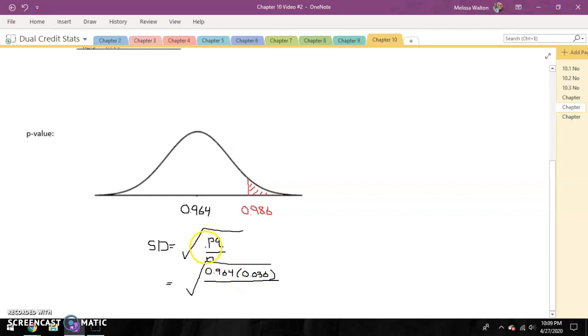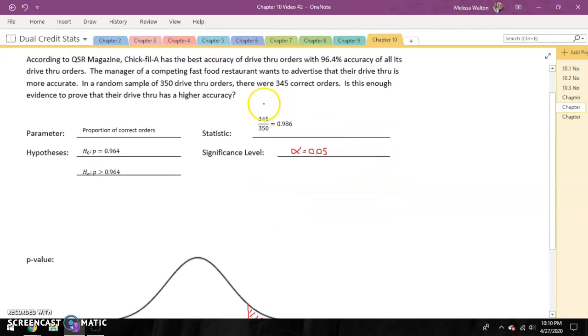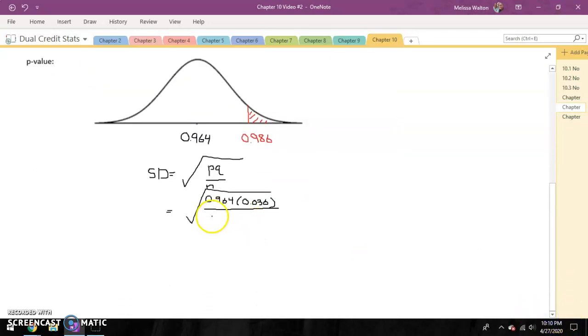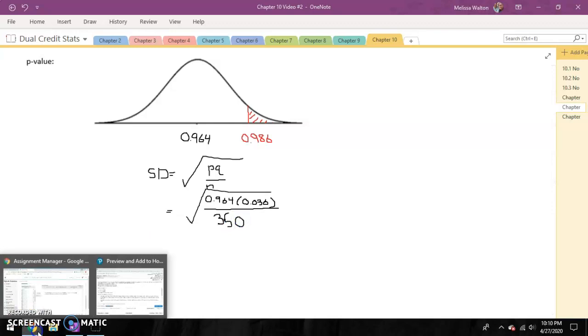All right, N. N is how many did we sample here? Well, in this sample, this restaurant manager sampled 350 people. So 350. All right, now here we go.